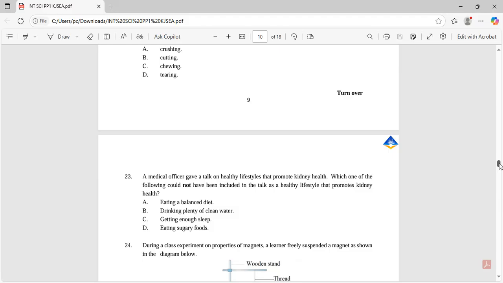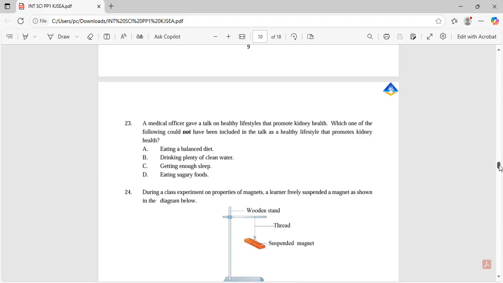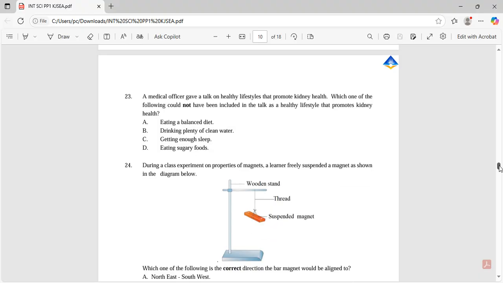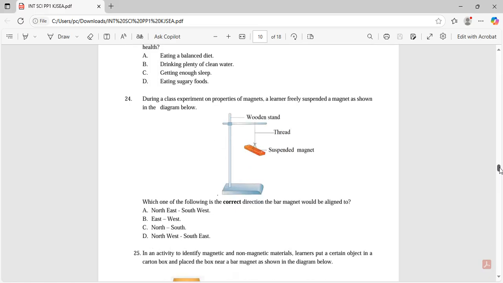A medical officer gave a talk to a health drive that promotes kidney health. Which of the following would not have been included as a healthy lifestyle that promotes kidney health? Eating a balanced diet, yes, that's very good. Drinking plenty of clean water, getting enough sleep, very good. Eating sugary foods, yes, they may be sweet but not good for your kidney. So 23D, it's not a healthy practice.